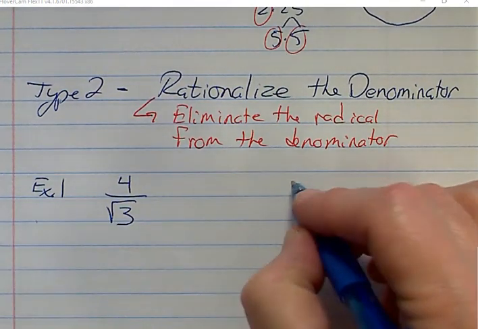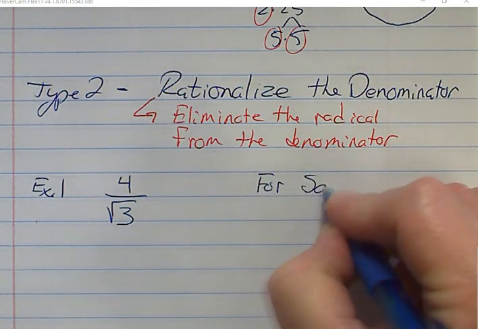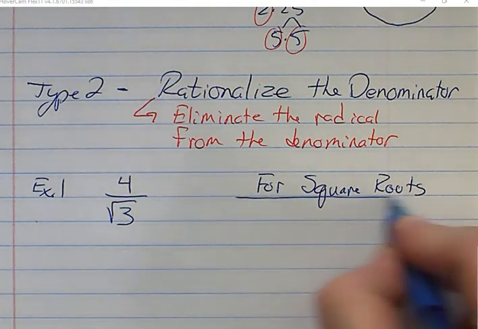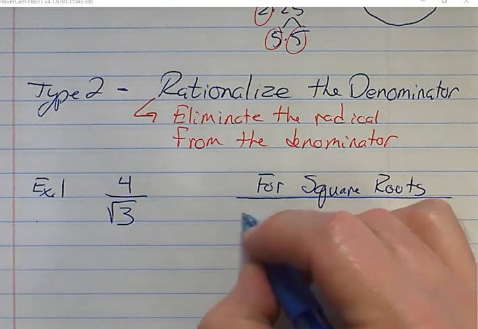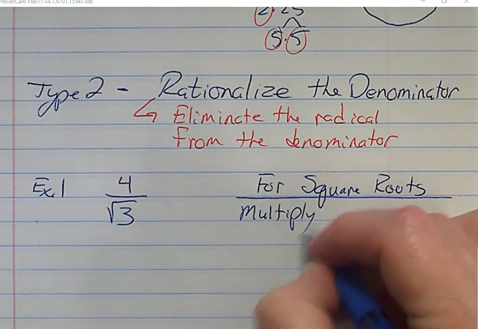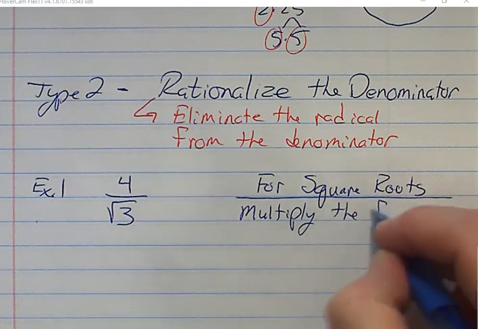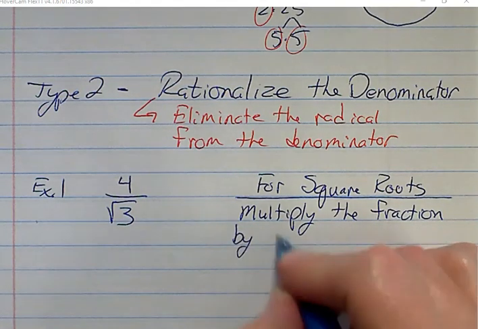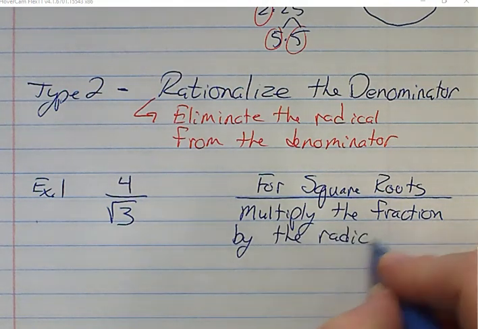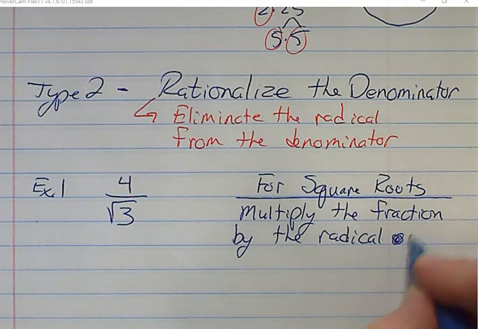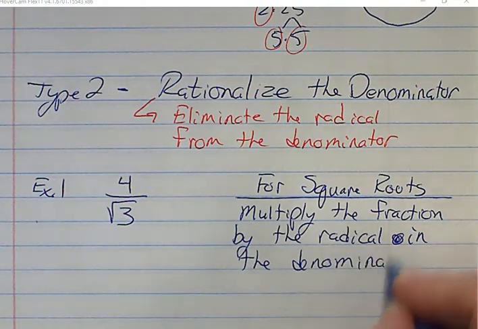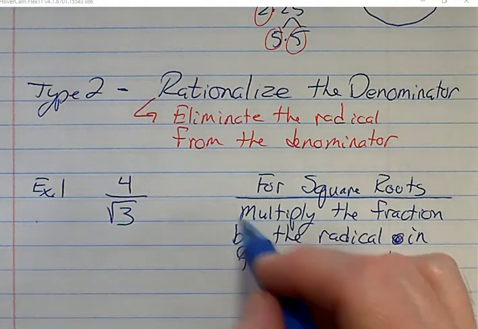And basically for this one, if it's square roots, they have a little shortcut we get to do. You're going to multiply the fraction, and when we say multiply the fraction, that means both numerator and denominator, by the radical in the denominator, or of the denominator, whichever way we can say it.